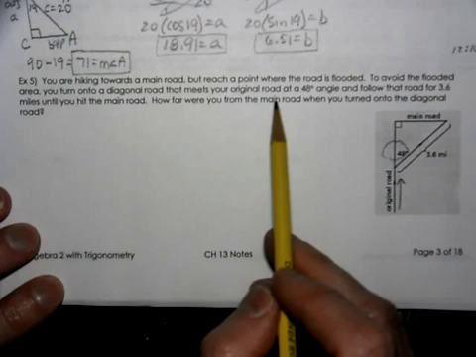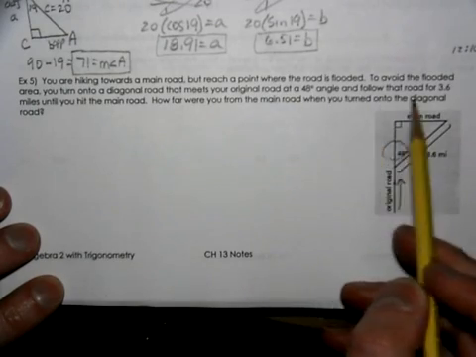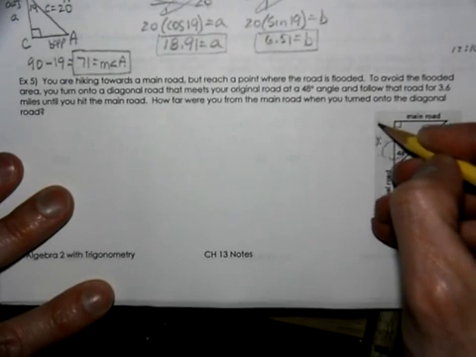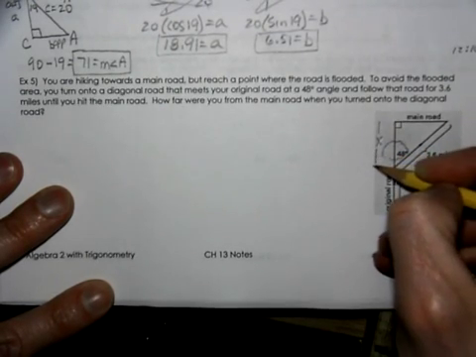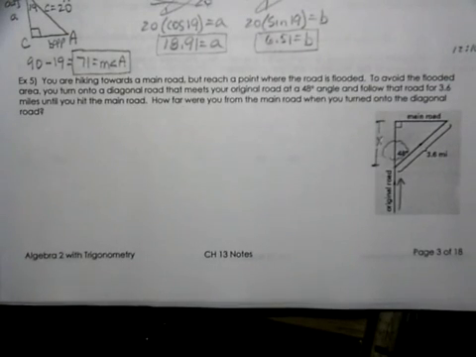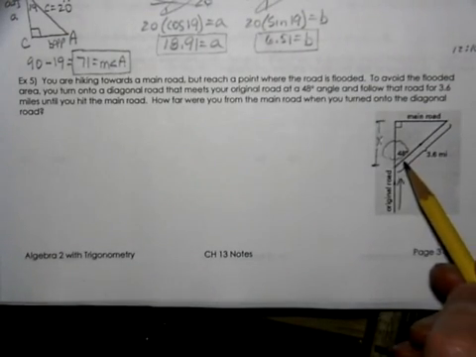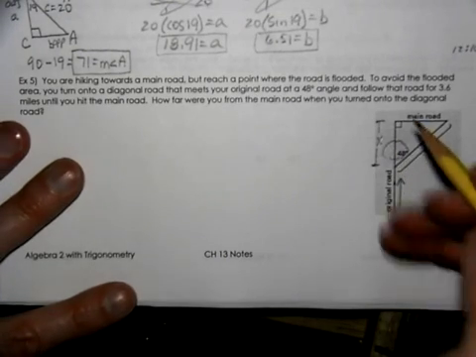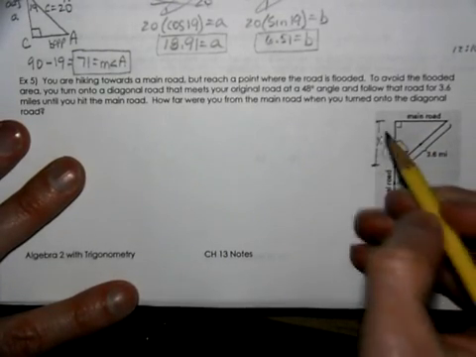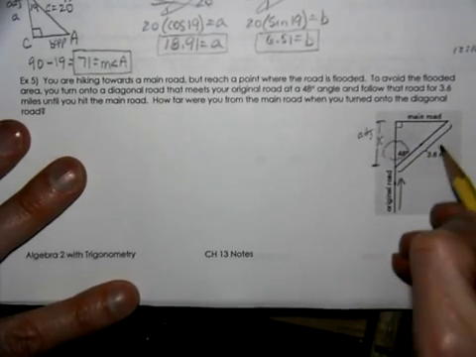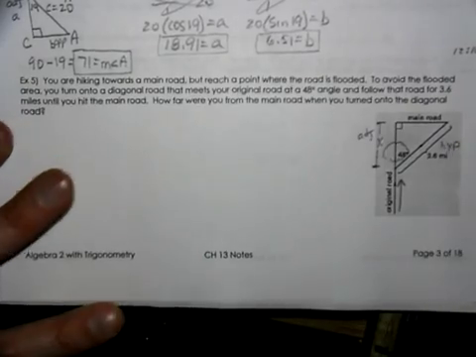How far were you from the main road when you turned onto the diagonal road? So we're trying to figure out how long X is from about there down to the main road. Well, this is a right triangle. We have an angle of 48 degrees. The side next to it, the leg next to it, would be called the adjacent side. Across from the 90 would be called the hypotenuse.